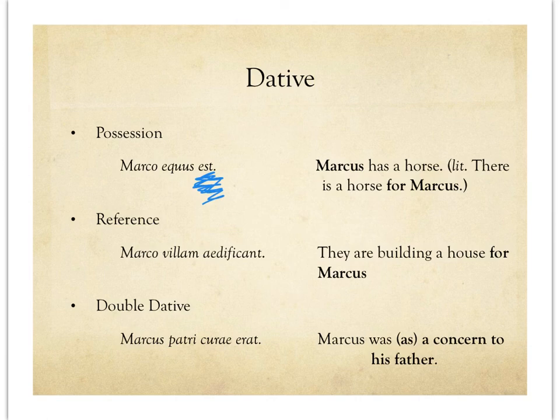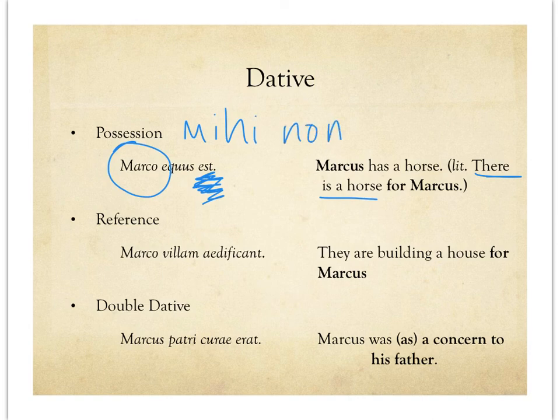So Marco equus est. Marcus has a horse. That is literally, there is, est, a horse, equus, for Marcus. Dative, Marco. This is in fact the way that Romans like to say their name. Mihi nomen est. There is a name for me, and then you give that name.